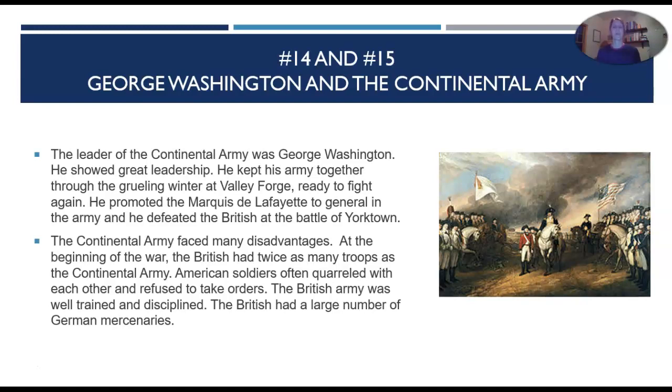The Continental Army faced many disadvantages. At the beginning of the war, the British had twice as many troops as the Continental Army. American soldiers often quarreled with each other and refused to take orders. The British Army was well trained and disciplined. The British had a large number of German mercenaries. So those were questions 14 and 15. Again, as you're watching this on your own, you can take a pause.